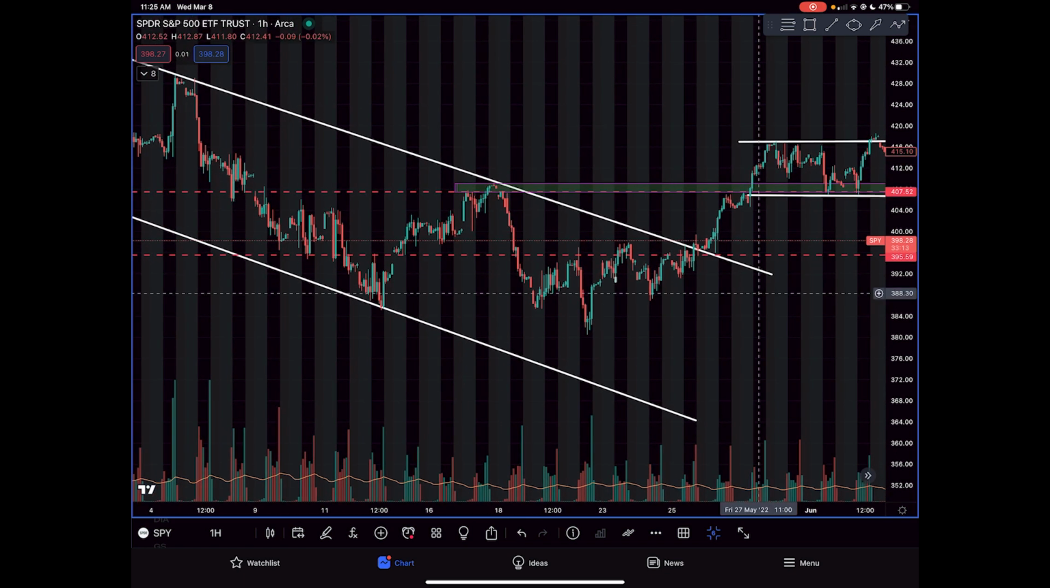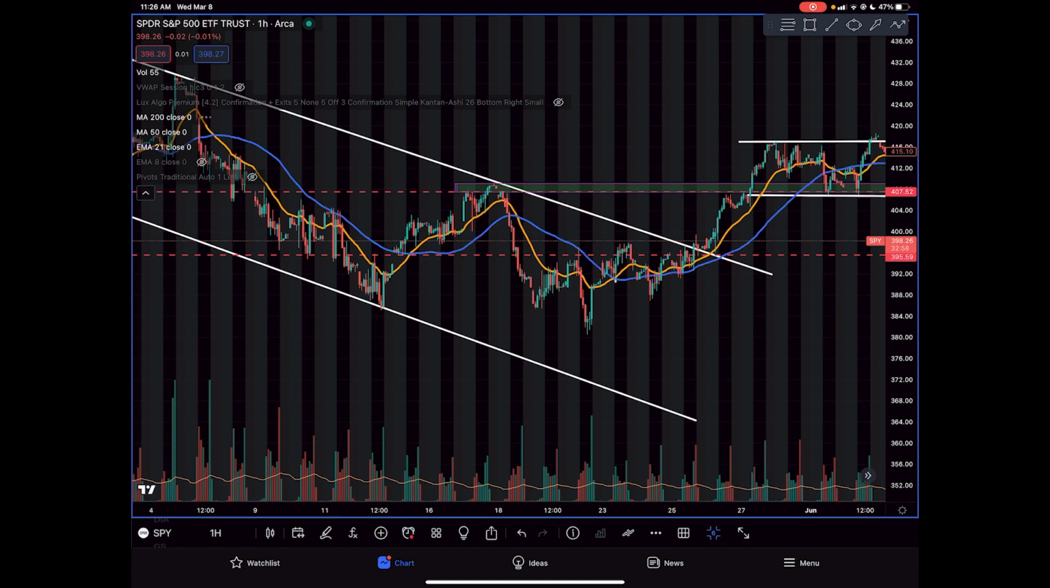Now the next target would have been any key levels, any psych levels, like the 400 level, or moving averages. A lot of times we break out and come up or come down to moving averages. Let's see if we have any here. No, yeah, we don't have any that are to the upside.